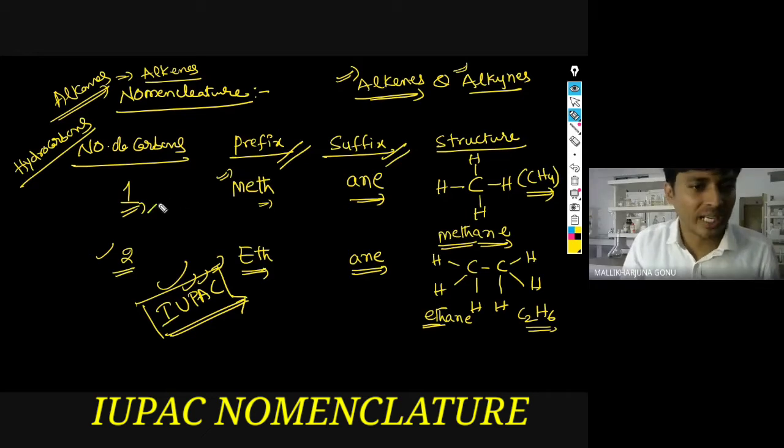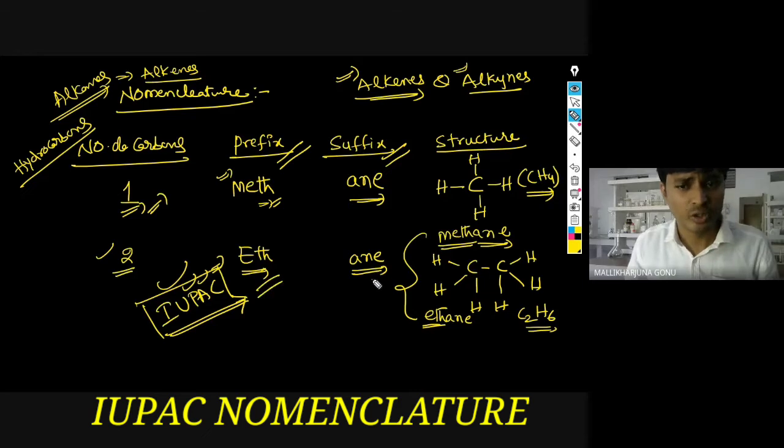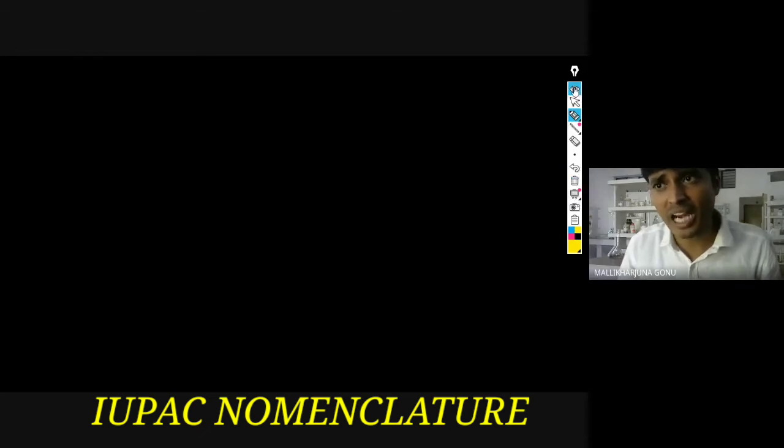If it is 1 carbon, you have to take it as meth. If it is 2 carbons, it is eth. If it is 3 carbons, then for the rest you have to write. Now I will tell what the prefix is. So this is the suffix you know now, for alkanes. Now all of you have to write.